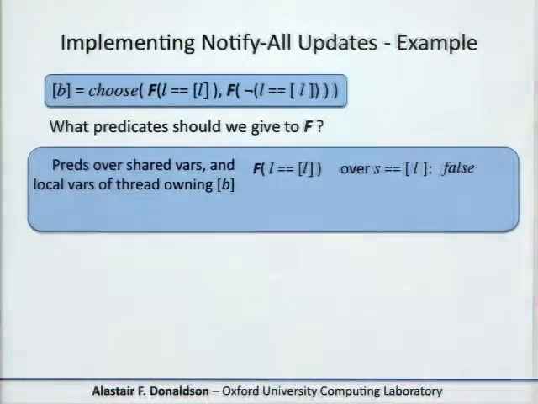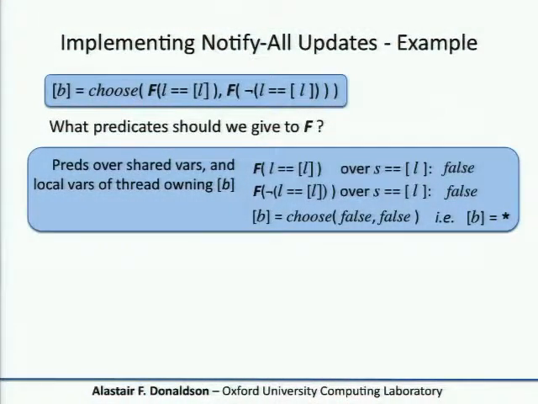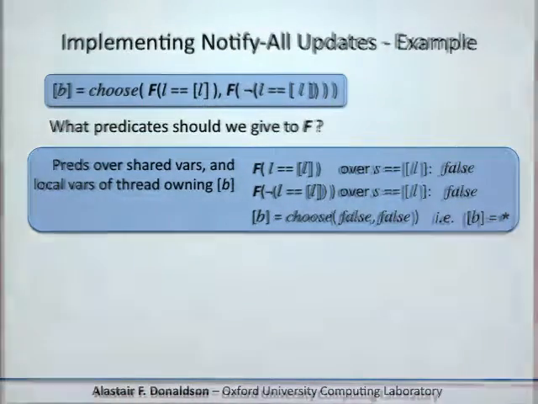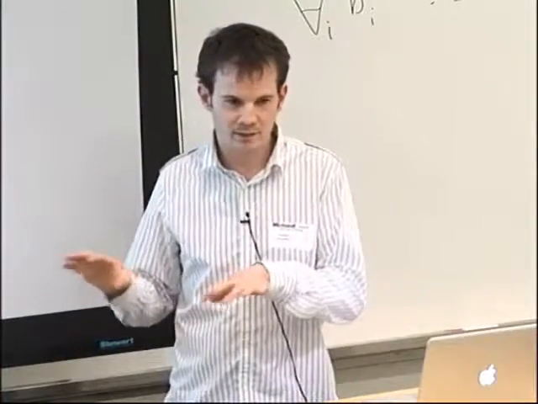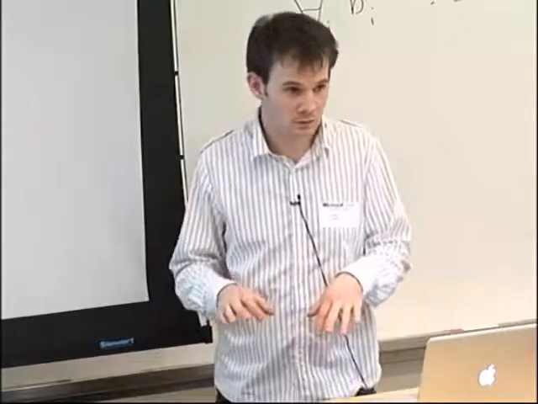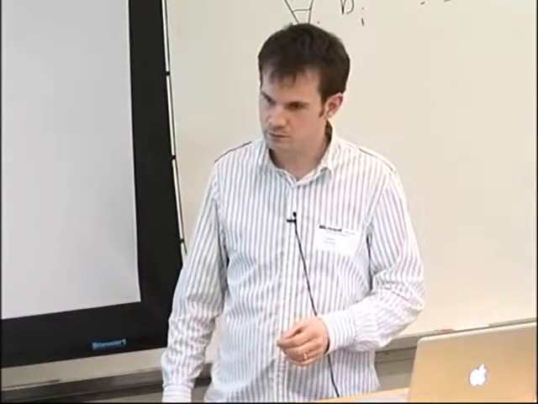And it's hopefully clear that the best we can do here is false, right? And the same for the negation. So in this case, we would say passive B becomes equal to star everywhere. We've updated the shared variable, so let's just kill all the information in other threads about that shared variable. That would clearly be a sound thing to do, but perhaps not a very useful thing to do.